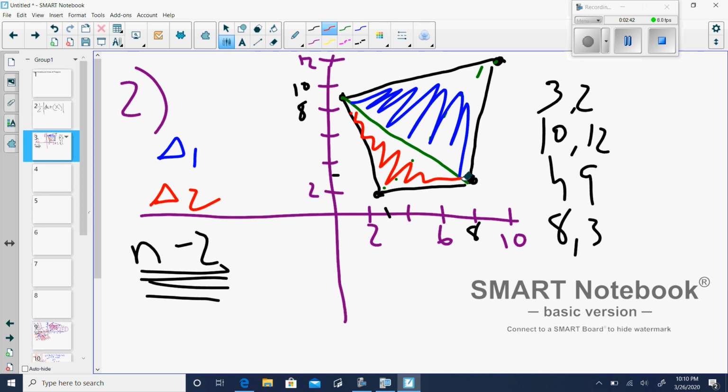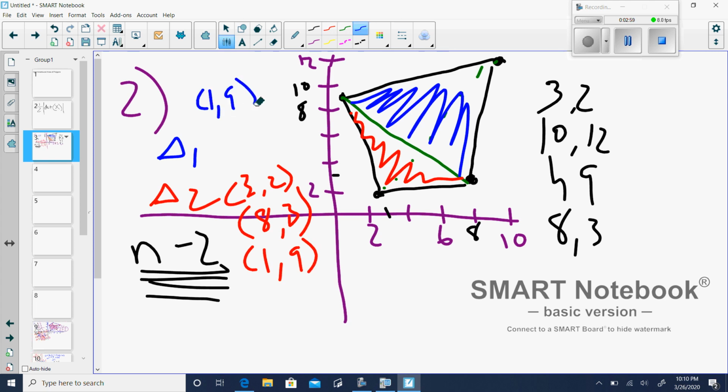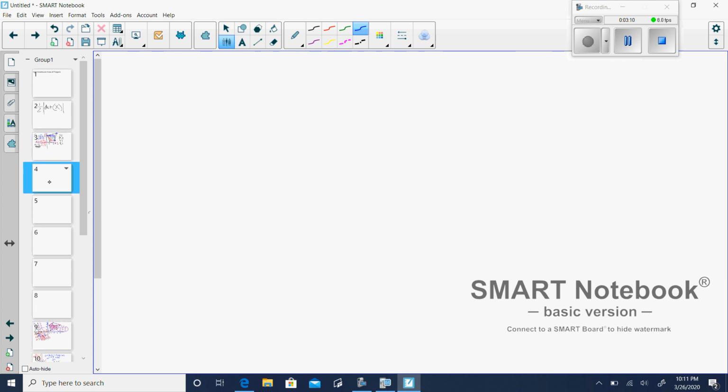All right, so triangle 2, we have 3, 2; 8, 3; and 1, 9. For triangle 1, we have 1, 9; 10, 12; and 8, 3.